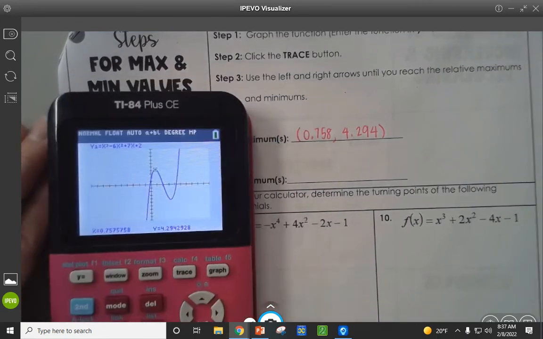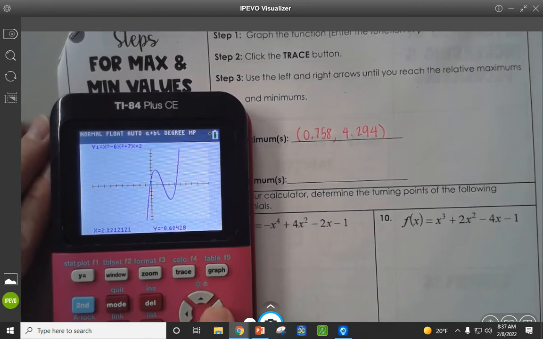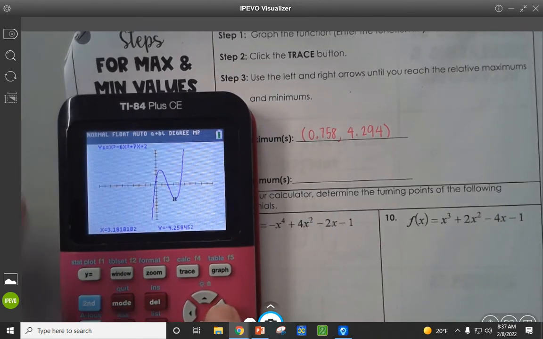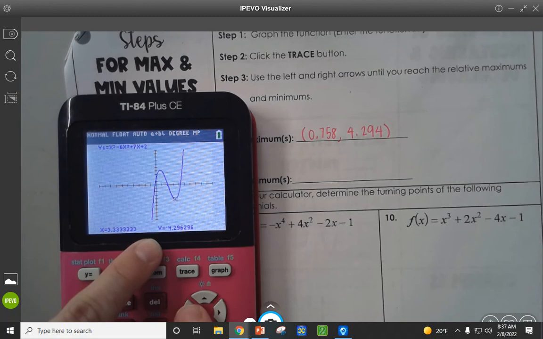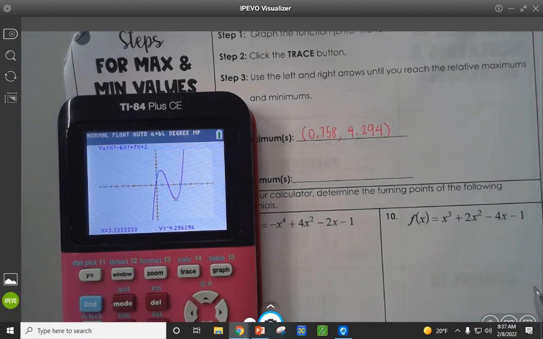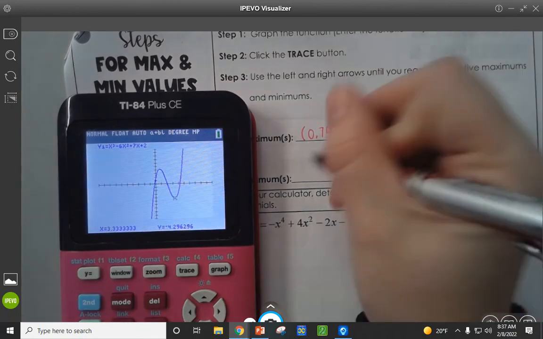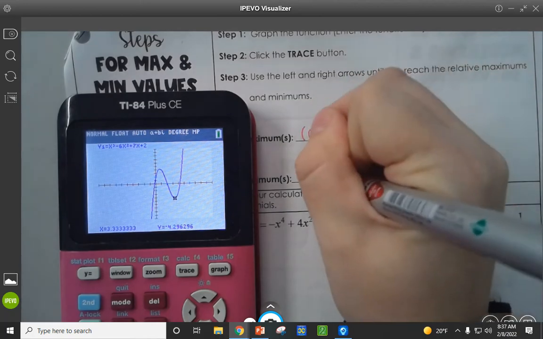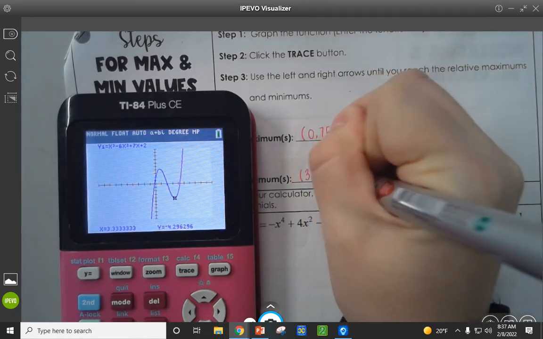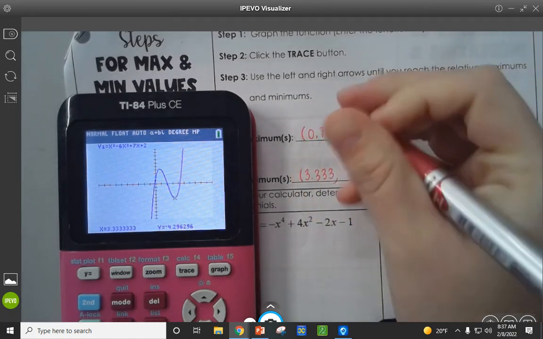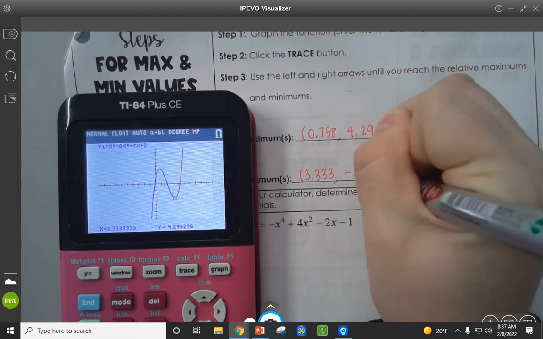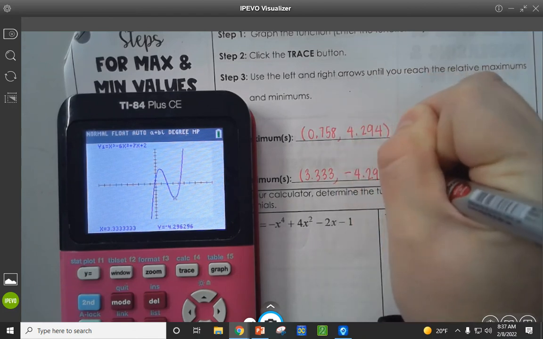And then if I keep arrowing over till I get to this valley, I want the lowest y value, which is 3.333 for me, and negative 4.296.